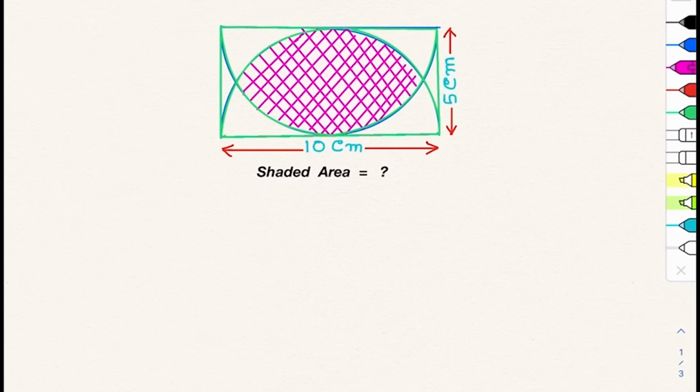Here two half circles are drawn inside a rectangle of sides 5 centimeter and 10 centimeter. So now how can we find the area of the shaded portion of the geometric figure?